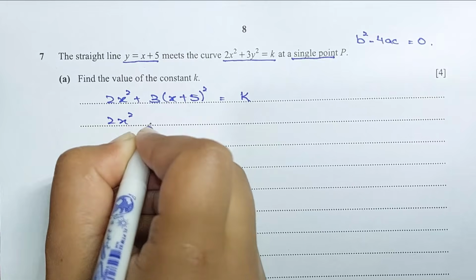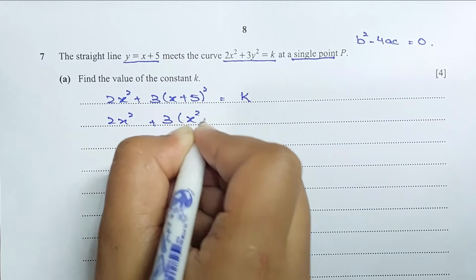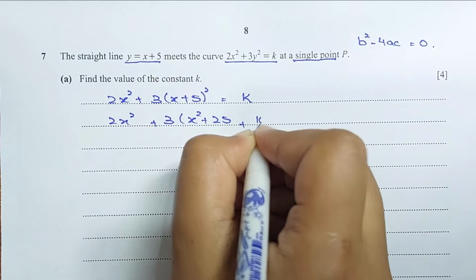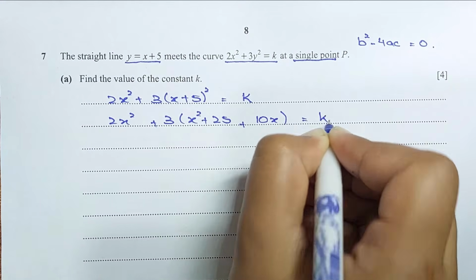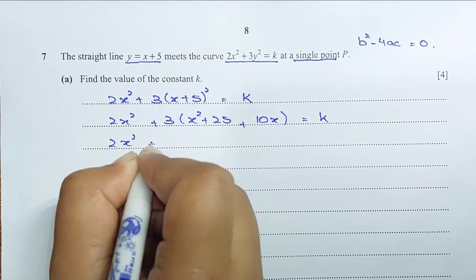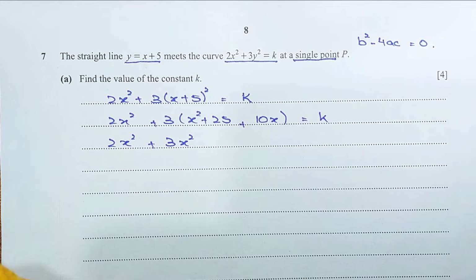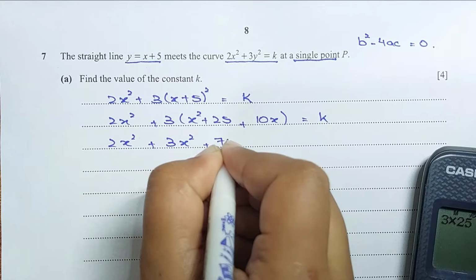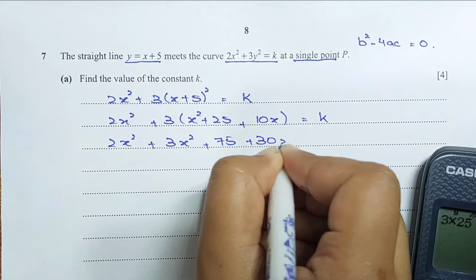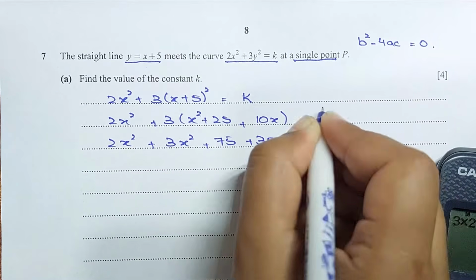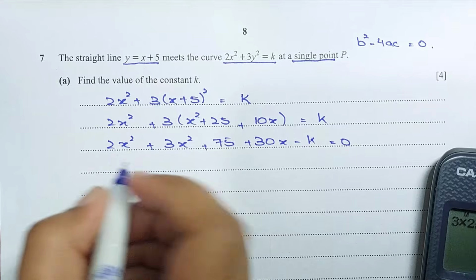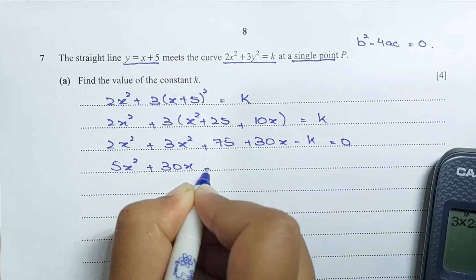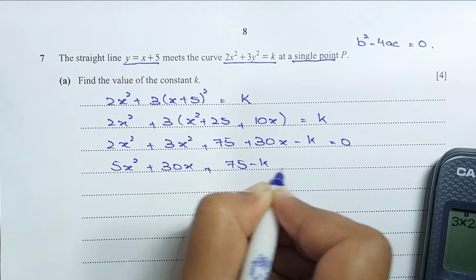2x square plus 3 times (x square plus 5 square, which is 25, plus 2 times 5 times x, which is 10x) is equal to k. So 2x square plus 3x square, and 3 times 25 is 75, plus 30x, and negative k equals 0. Shift the k to the other side. So 2 plus 3 would be 5x square, and the x term is just 30x, and the constant is 75 minus k. This is equal to 0.